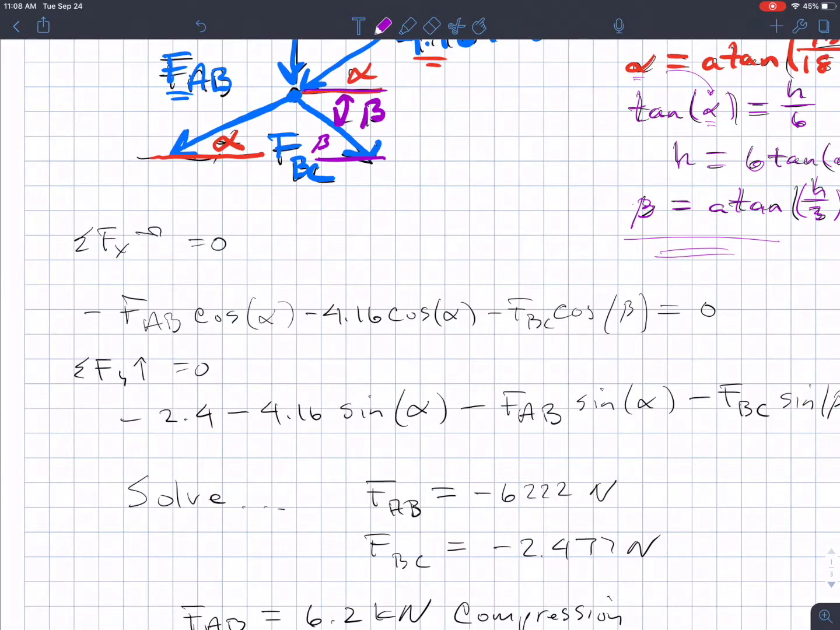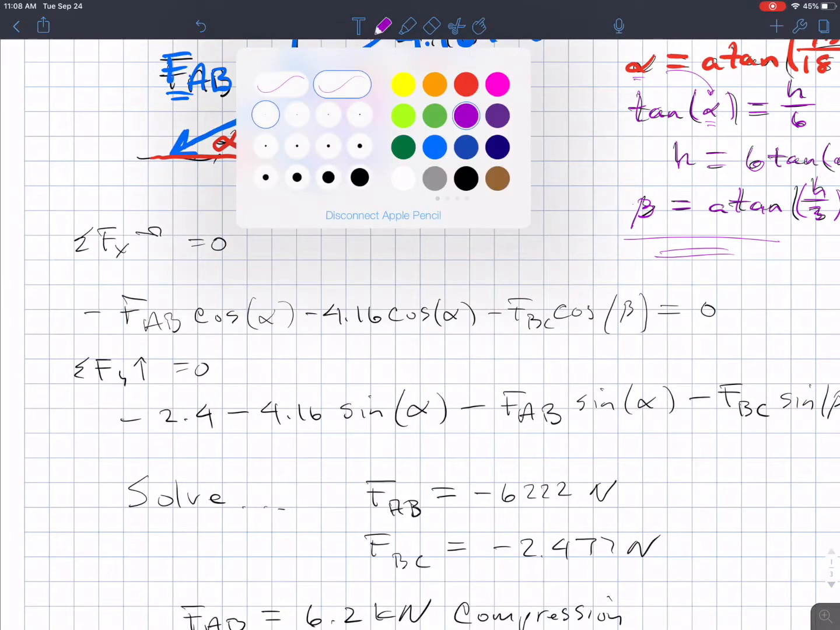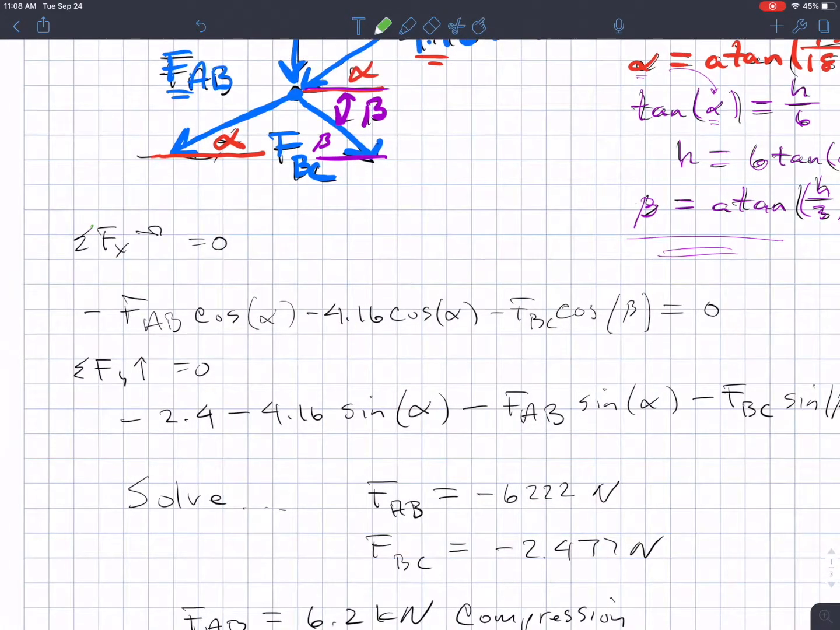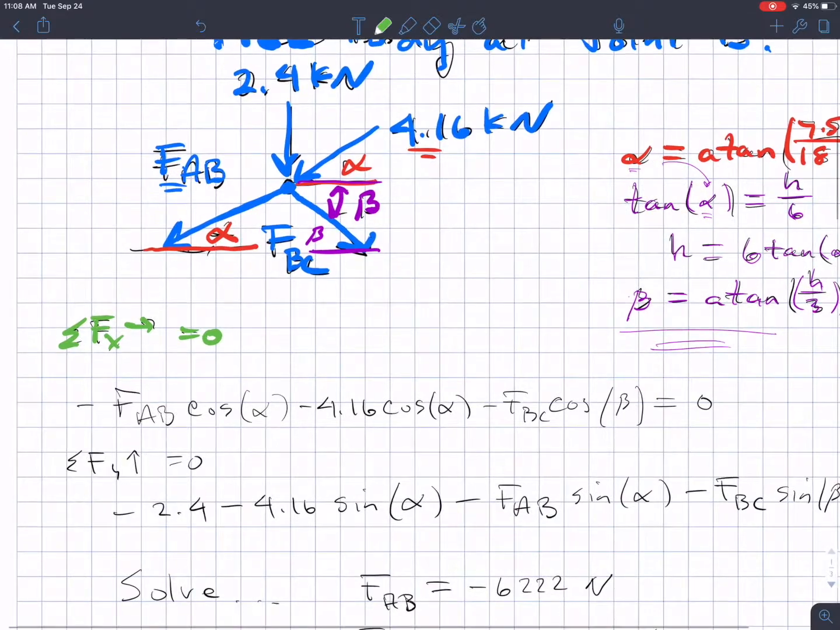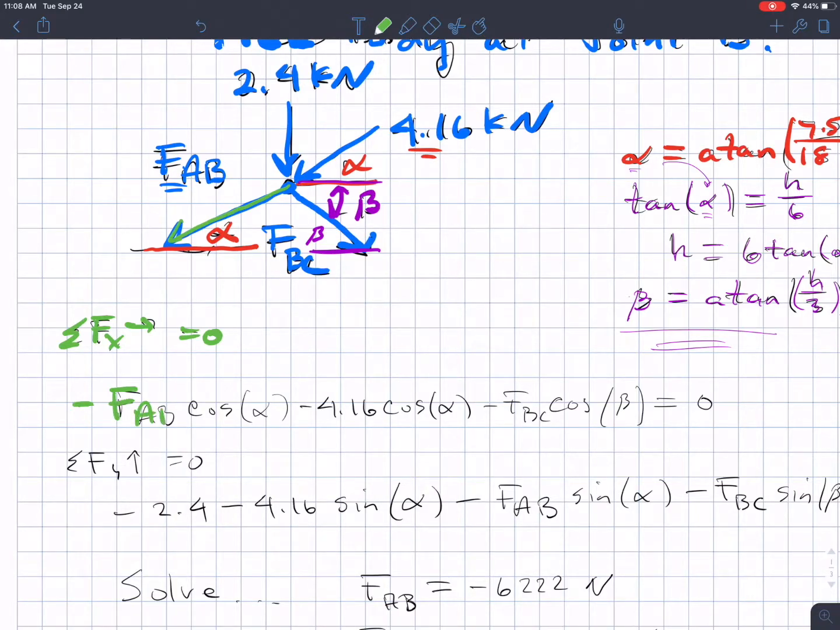it's now just straightforward to resolve everything into components. All right, so let's switch again to green. Make this a little thicker. Sum of the forces in the x direction has to be equal to 0. Looking at the diagram, for this force, if I resolve that in the x direction, it's going to be minus FAB cosine of the angle. The angle is alpha.